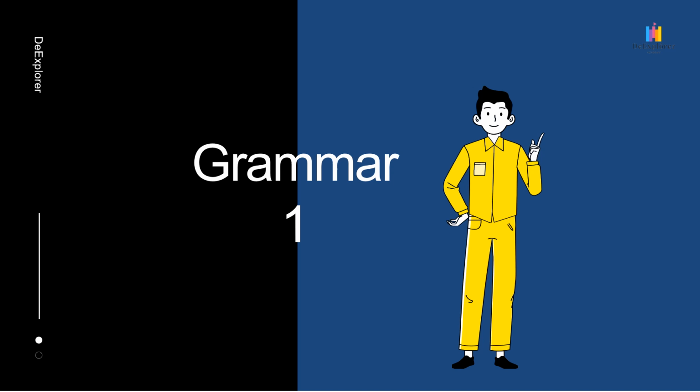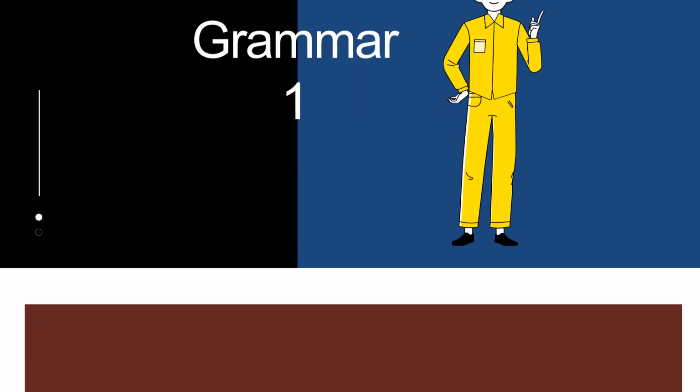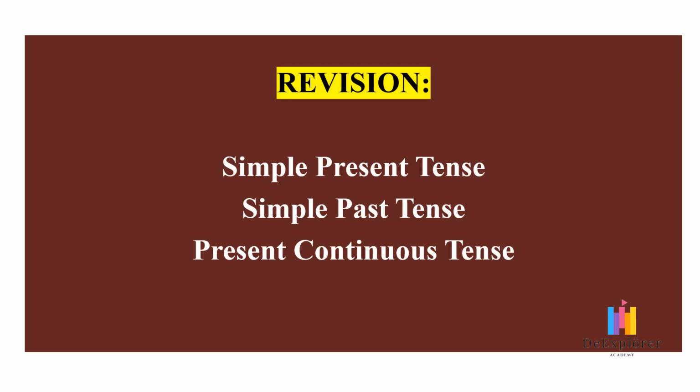Take out your grammar book 1. Today we will do a revision on the 3 types of tenses that you have learned. The simple present tense, simple past tense, and the present continuous tense.